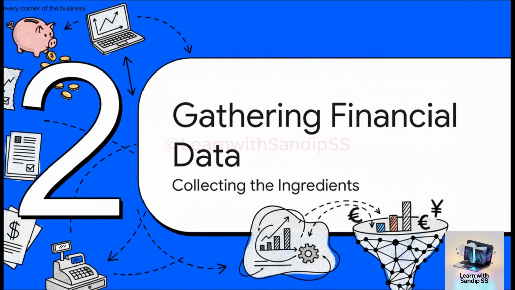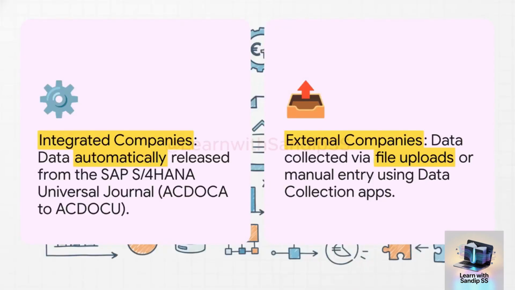All right, so let's get into the nitty-gritty. Step 1, collecting all those raw ingredients. How on earth does all that financial data from every single corner of the business actually get into the central system to begin with? Now, what's really interesting is that the data comes in through two main doors, if you will.